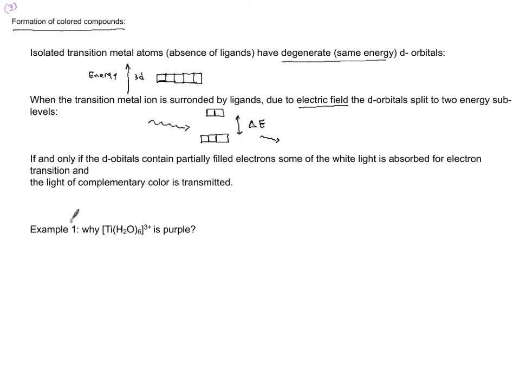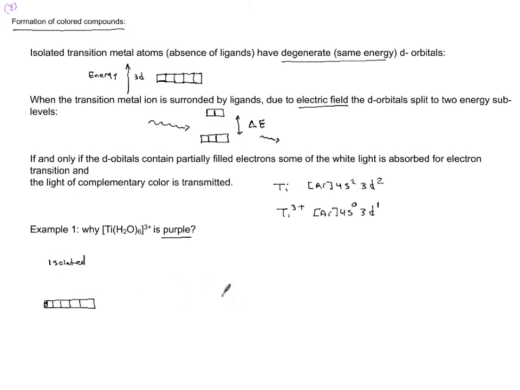So for that, I want to give you an example of titanium 3+. It's purple, and the question is, why is it purple? Now remember, titanium is argon 4s2 3d2. Titanium 3+ is simply argon, 4s is lost, 0, and 3d1. So you have one electron. Now when titanium is isolated, you have 5 d orbitals, 1, 2, 3, 4, 5, and you have one electron sitting in it. So I put one electron in one of the orbitals.